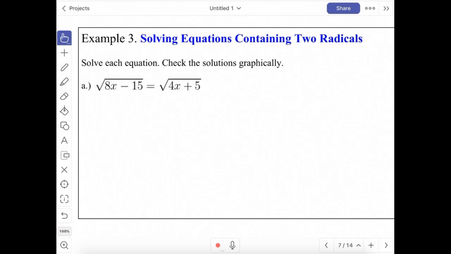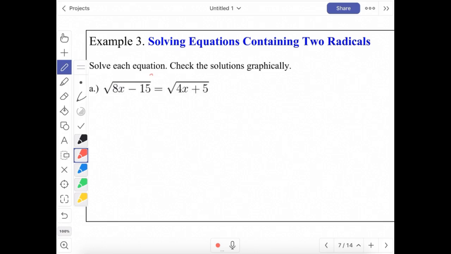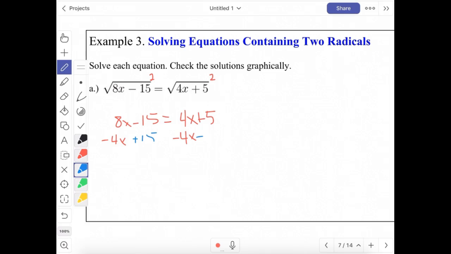So here, like they said, both would have the same index here. These are both just square roots, so we can square both sides immediately. That gives us 8x minus 5 is equal to 4x plus 5. So minus 4x from both sides, and add 15 to both sides. So we get 4x is equal to 20. So x equals 5.